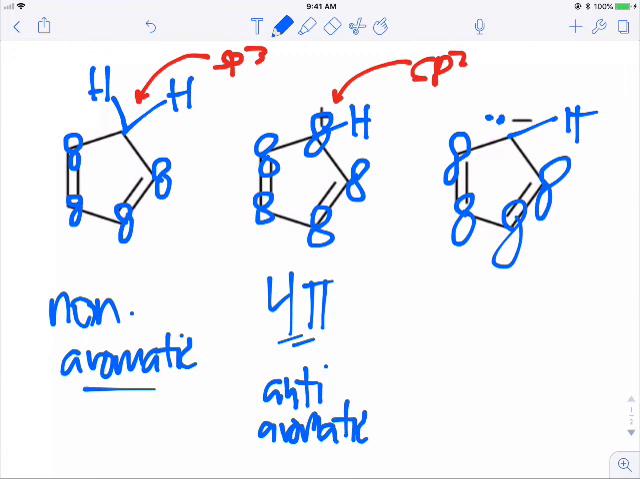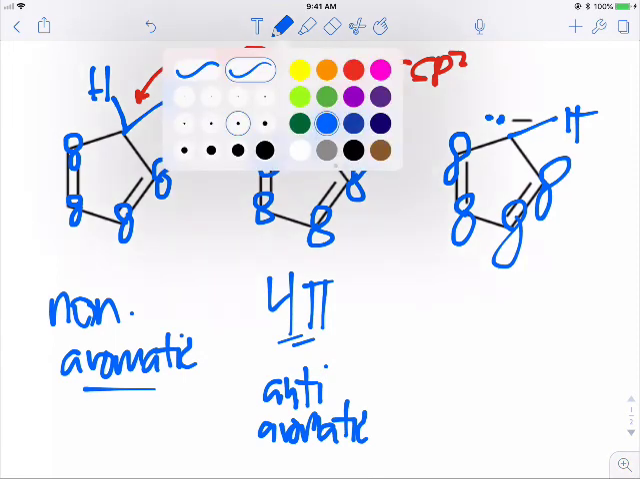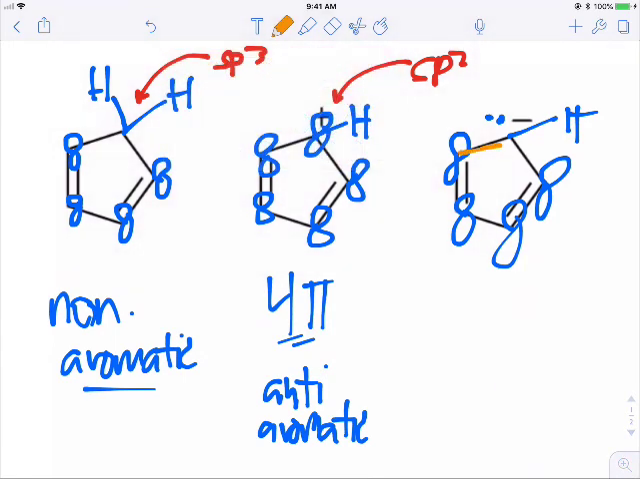What should the hybridization be on that carbon? It's got 4 electron domains, right? It's got the bond to the carbon, bond to the other carbon, bond to the hydrogen, plus the lone pair. 4 electron domains should be sp3, but hopefully you're picking up on the pattern here. One of those electron domains is a lone pair, meaning that that carbon can rehybridize.